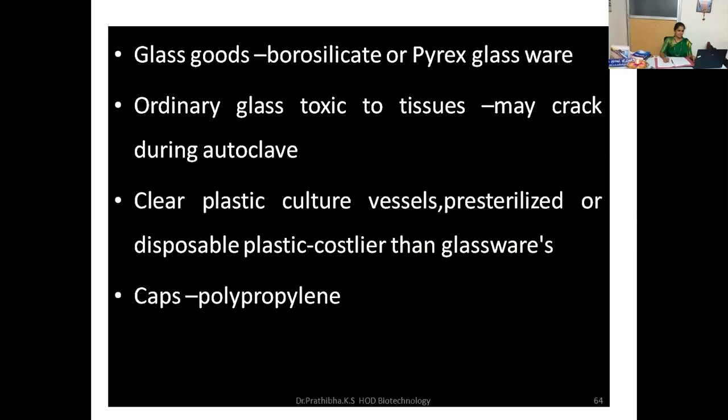Now let us understand the preparation of the culture vessels. While preparing, what type of glasswares are we going to use? Glass culture vessels are used regularly as they are cheaper, reusable, clear, and autoclavable. Okay, it is always better to use only borosilicate or Pyrex glasswares as ordinary soda glass may be toxic to some tissue types. Culture vessels made of clear plastic are available for a variety of purposes. These vessels are generally pre-sterilized and disposable.